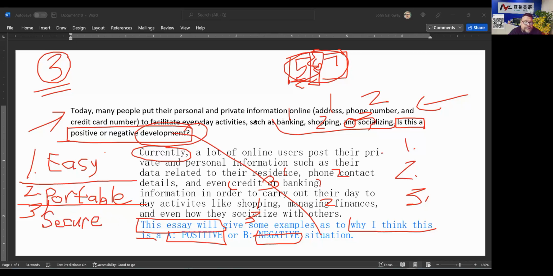It has gotten better. You can create certain sort of private folders or quick folders for information that may appear for a moment and disappear. And so there's all kinds of aspects that we can say that it might be the case that it could be a positive event, putting all this data, your personal data online, easy, portable, and secure. Three sort of distinct ideas.